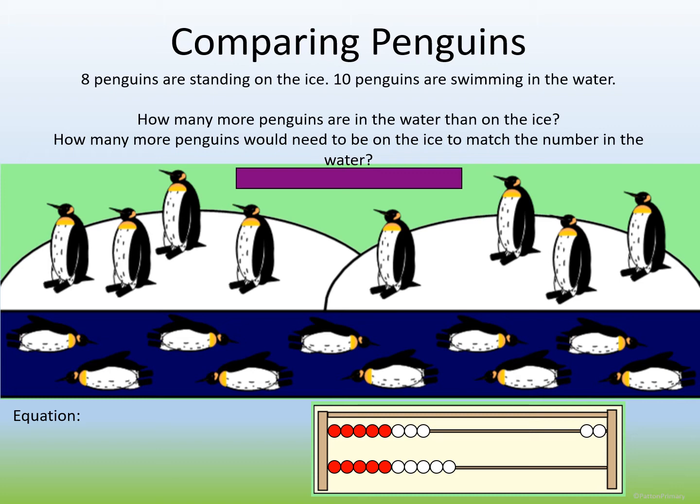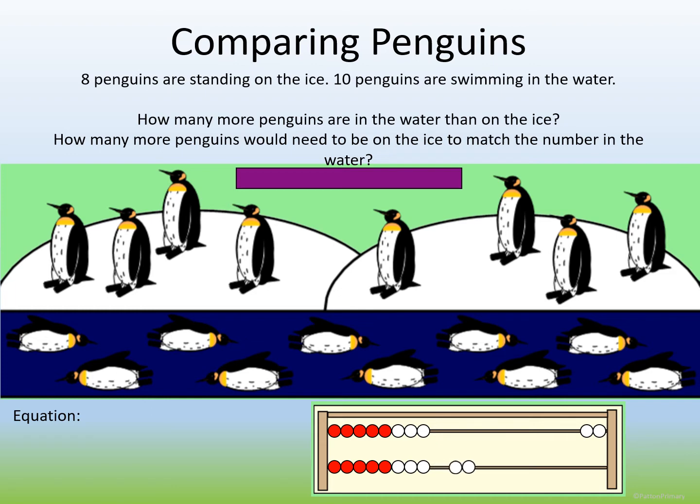Well, let's work on our first question. Let's look at the abacus I have at the bottom of the page. We have 10 beads pushed to the left of the abacus to represent the 10 penguins that are in the water. And then I have the 8 beads pushed over to represent the 8 penguins. And they want to know how many more penguins are in the water than on the ice.